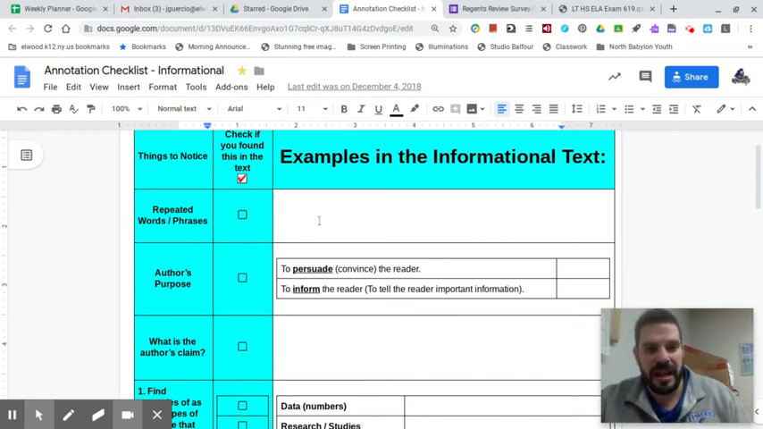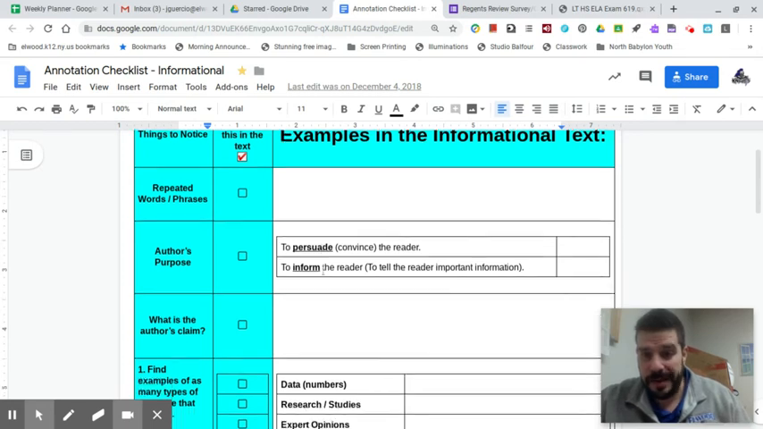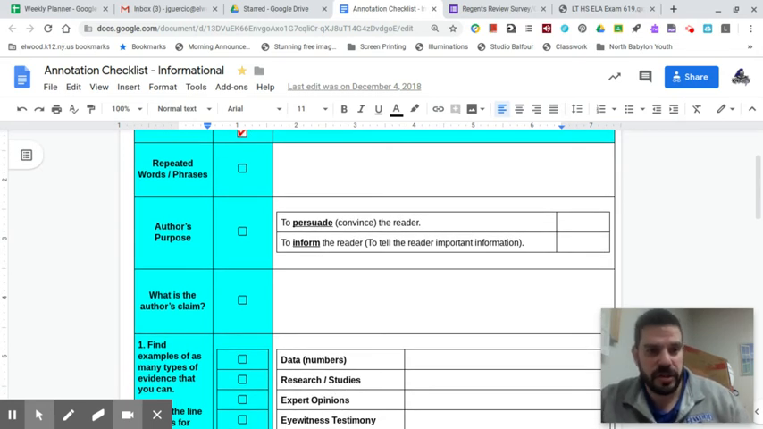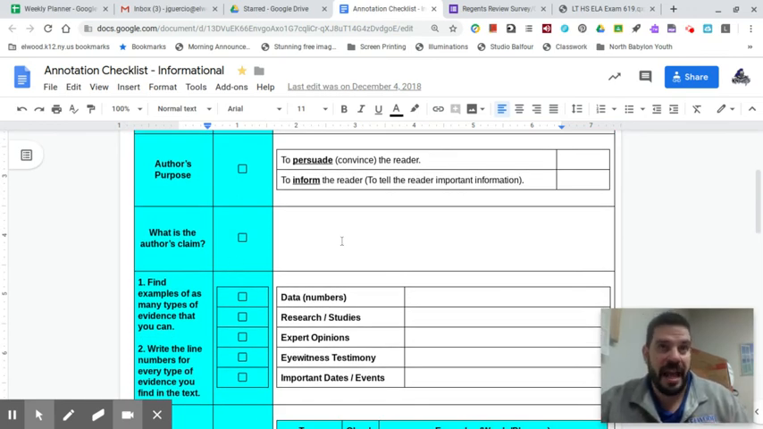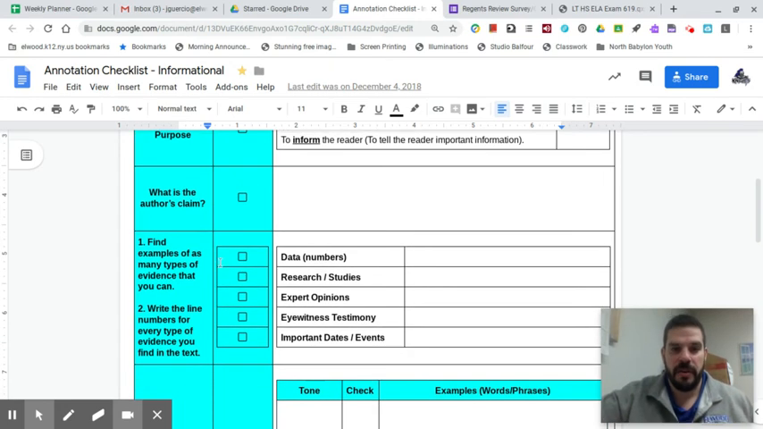And that's essentially, what is the claim? What are they actually saying? You don't want to be confused about what the author is trying to claim. You want to know exactly what their claim is. What is their side of the argument? We've been over this a number of times, but data, research, expert opinions, eyewitness testimony, important dates and events, money, these are things that we should be scanning for when we're listening and reading and highlighting them right away.